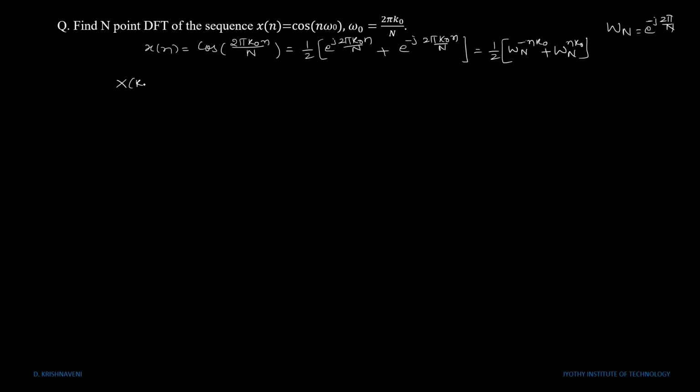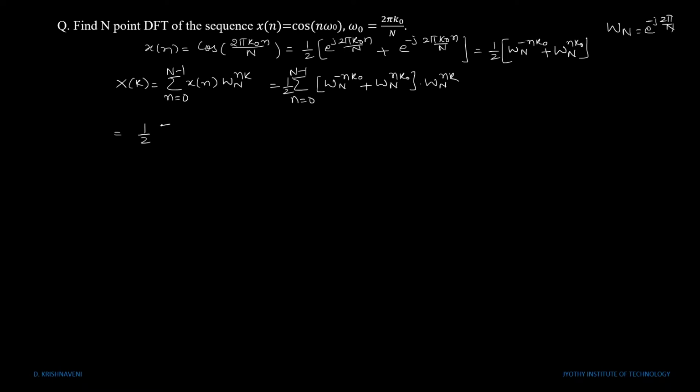Now substitute in the formula of DFT, that is X of k is equal to summation n is equal to 0 to N minus 1 x of n WN to the power of nk, or summation n is equal to 0 to N minus 1 half, I'll bring it out of the summation, WN to the power of minus n k naught plus WN to the power of n k naught, we have substituted in place of x of n, and then into WN to the power of nk.